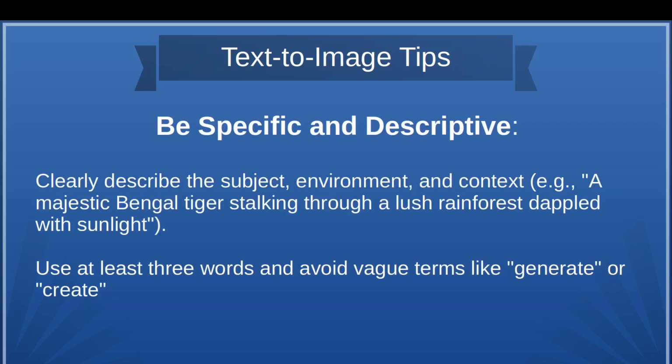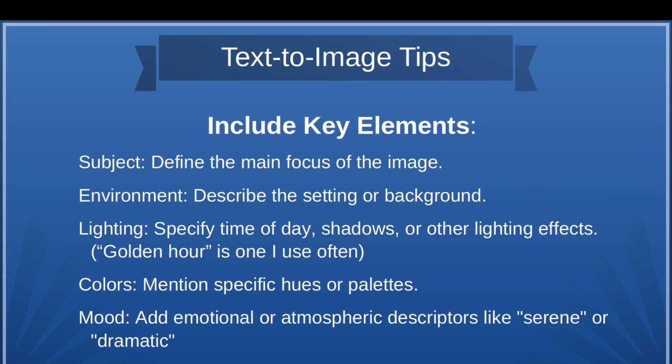So when you're doing this, be specific and descriptive. Clearly describe the subject, environment, and the context. For example, a majestic Bengal tiger stalking through a lush rainforest dappled with sunlight. And use at least 3 words, and avoid vague terms like generate or create. It's going to do that anyway, so you're just adding superfluous verbiage there.